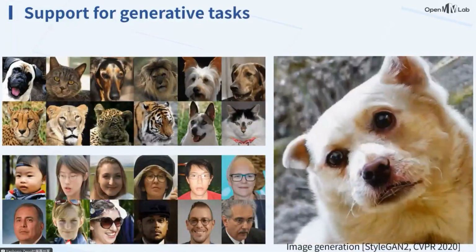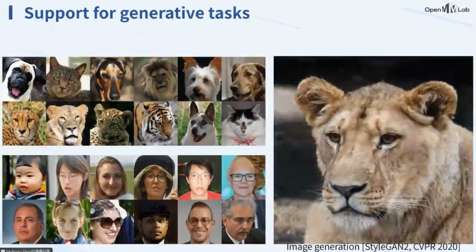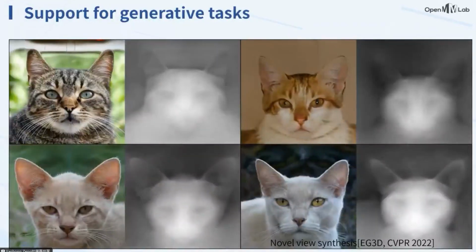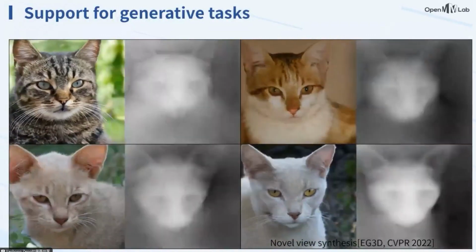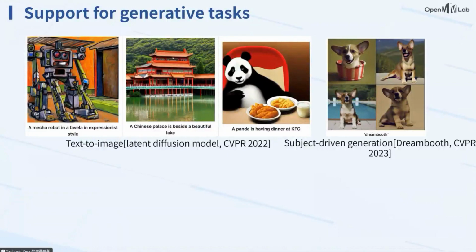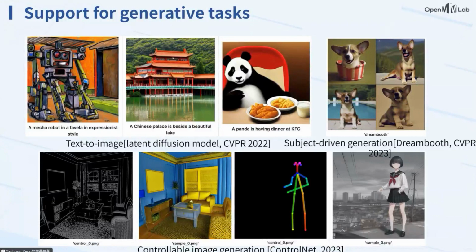Besides, MMagic also supports many generative tasks, including image generation such as StyleGAN, and also novel view synthesis by EG3D, and also the recent popular topics, including text-to-image generation, which is mainly based on latent diffusion model, and subject-driven image generation, which is also known as customized image generation, and also controllable image generation, which aims at adding more controls to the foundation generative models.